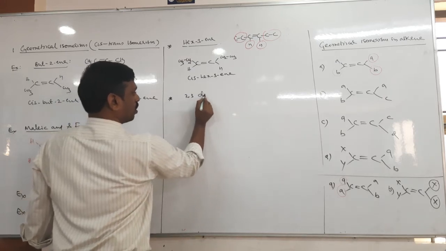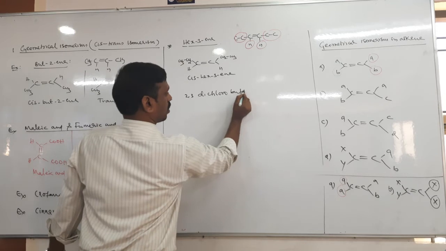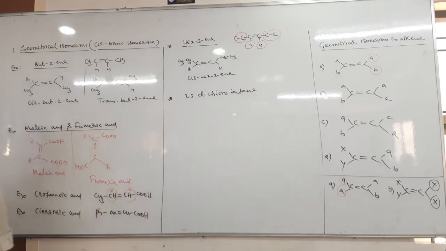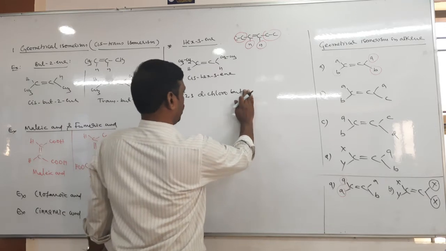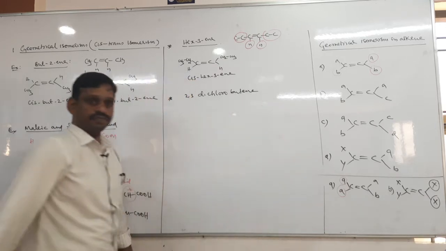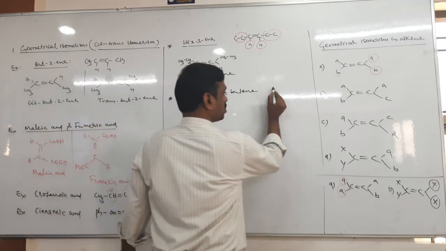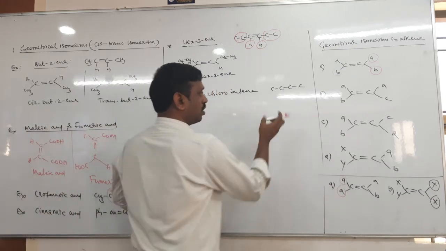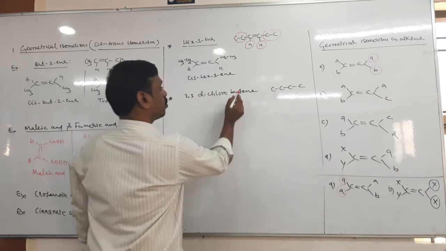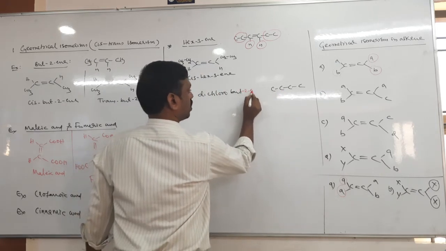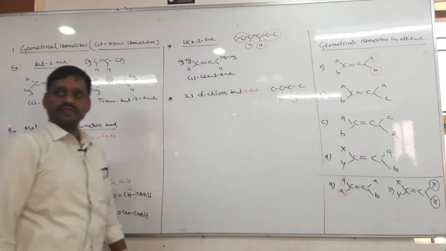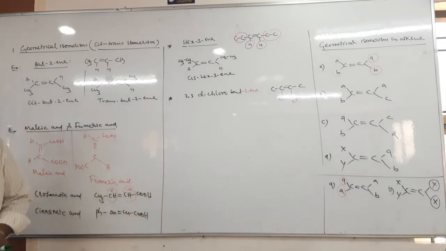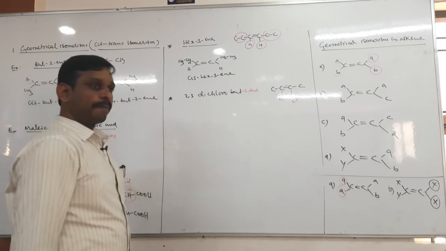Can 2,3-dichlorobutane exhibit geometrical isomerism or not? 2,3-dichlorobutene. Butene, with carbons numbered 1, 2, 3, 4. 2,3-dichlorobutene. So can it exhibit? Yes.